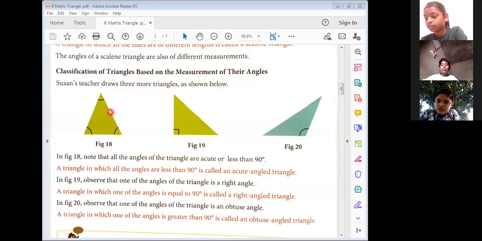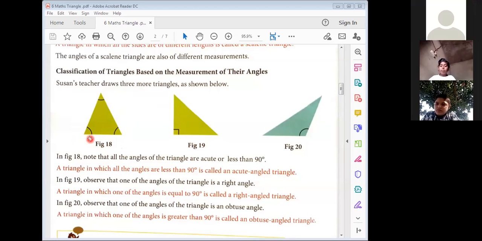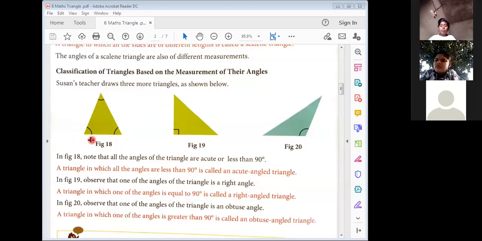Beta, if we classify triangles on the basis of the measurement of their angles, then also there are three types of triangle. You may have a triangle where all the three angles are equal in measurement. That type of triangle is known as an acute angle triangle.